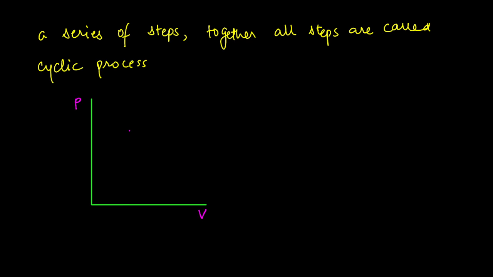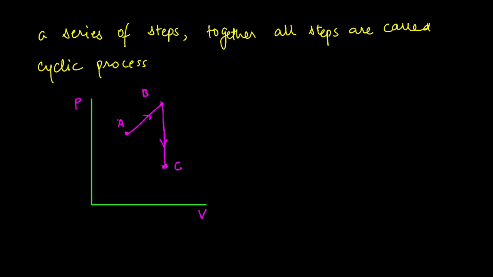Suppose the cyclic process is in 3 steps. There can be any number of steps, don't worry, right? Suppose the cyclic process is in 3 steps, from A, let's say, to B, right? For example, okay, let's say to C, and then to A.